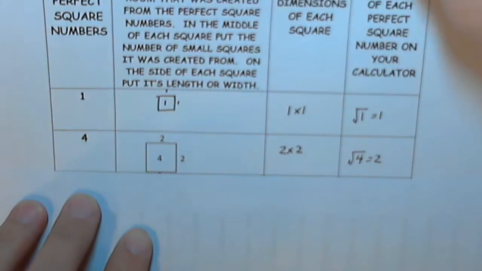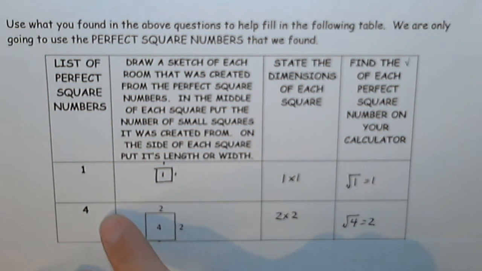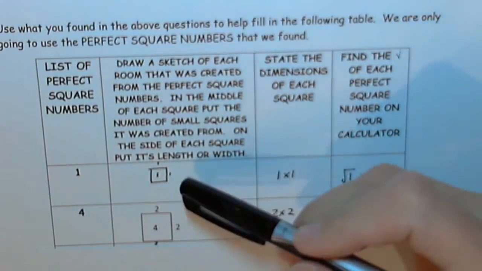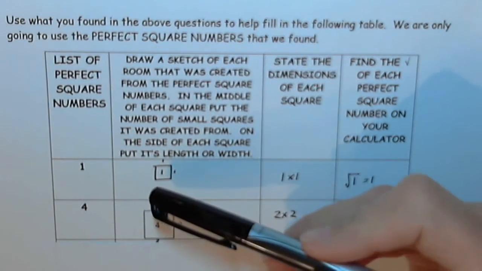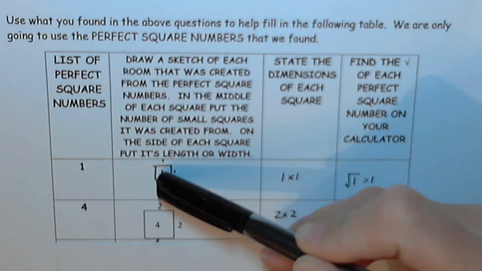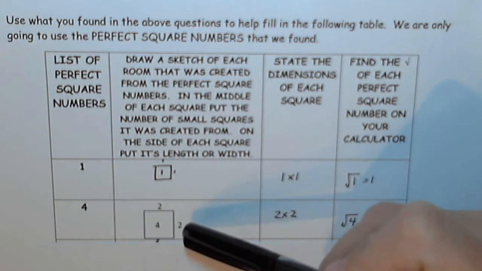What you're supposed to do on the table is, first of all, list the perfect square numbers. You can see on the side that I have listed all of them down to 100. You're supposed to draw a sketch of the room, with the length and the width. Inside you put the perfect square number, because that represents the area of the room, and the length and width are the outside numbers.